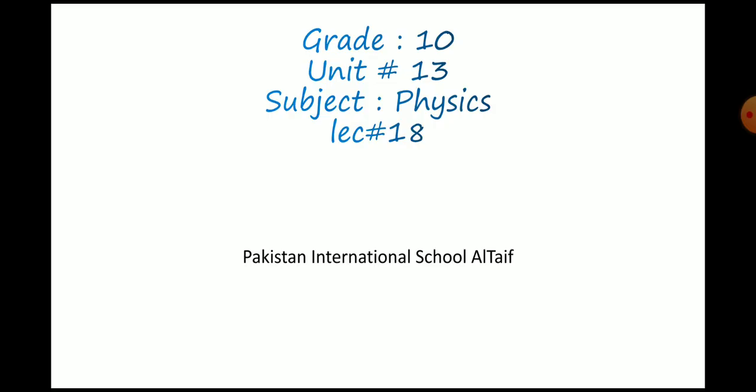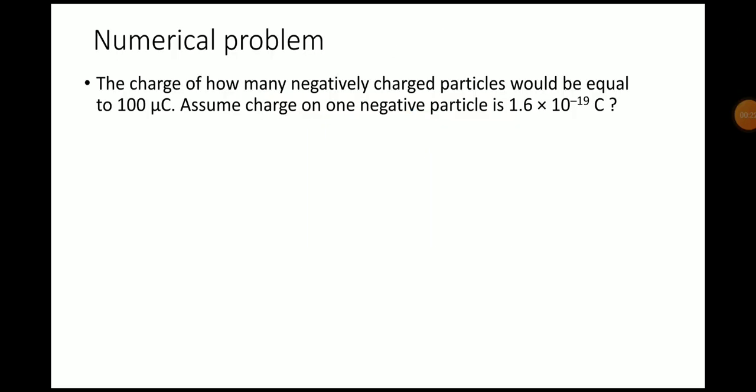Today we will study unit number 13, lecture number 18, numerical problems of chapter number 13, electrostatics. How many negatively charged particles would be equal to 100 microcoulomb? Assume the charge on one negative particle is 1.6 × 10^-19 coulomb.